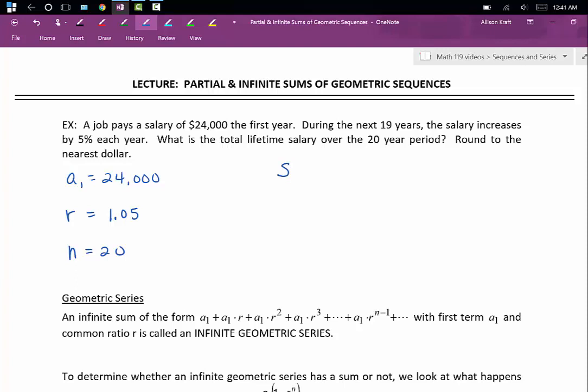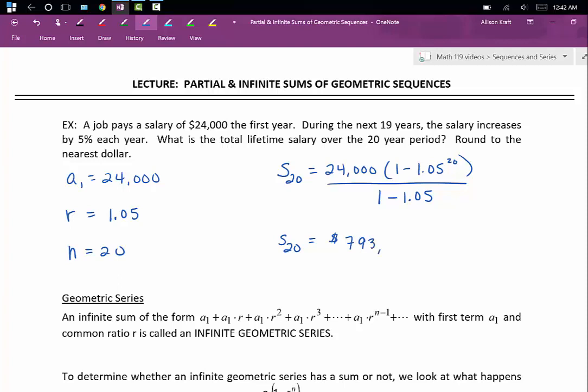Let's plug it in. S sub 20 is equal to 24,000 times 1 minus 1.05 to the 20th, all that divided by 1 minus 1.05. This time I just plugged it all in my calculator at once, and then rounded to the nearest dollar as the directions asked me to. In 20 years, with that starting salary, getting a 5% raise every year, you're going to end up making $793,583.